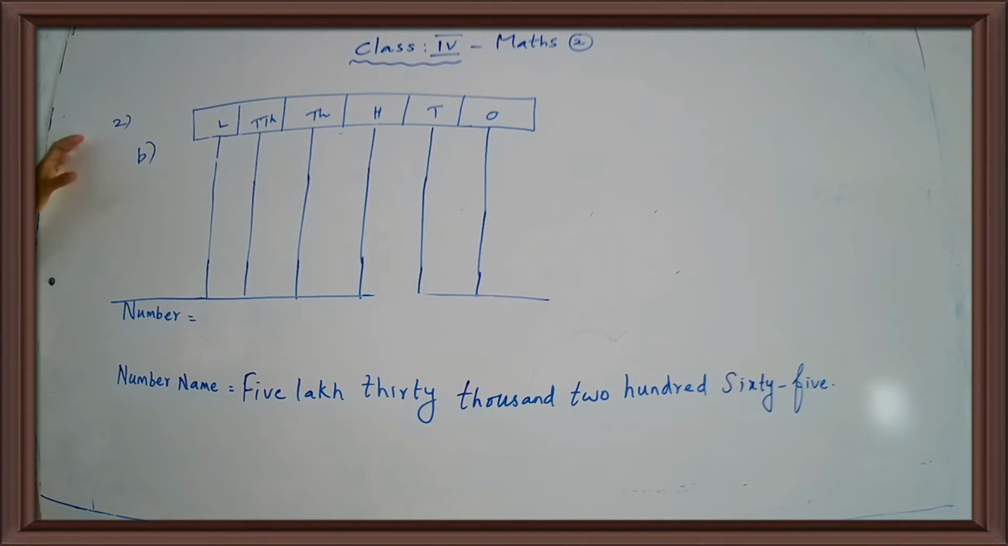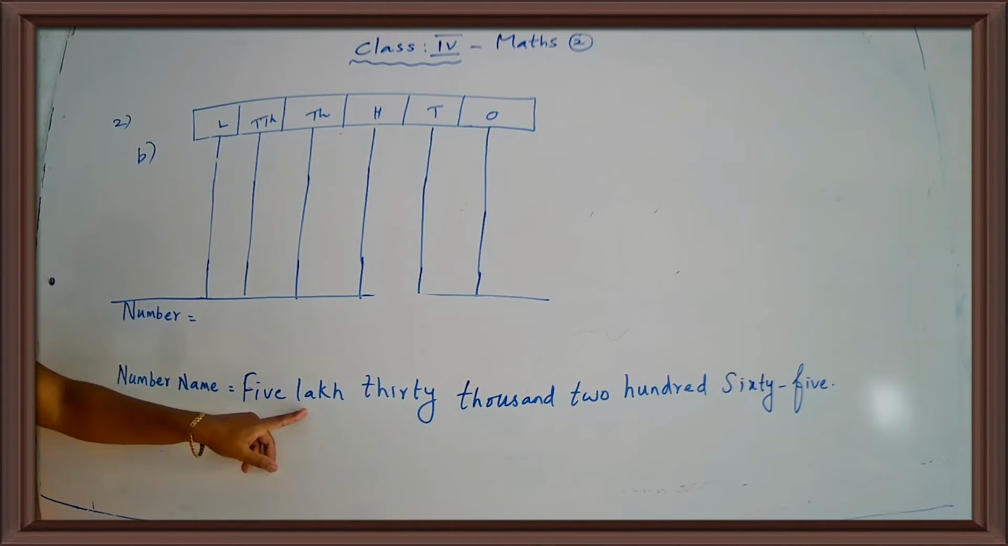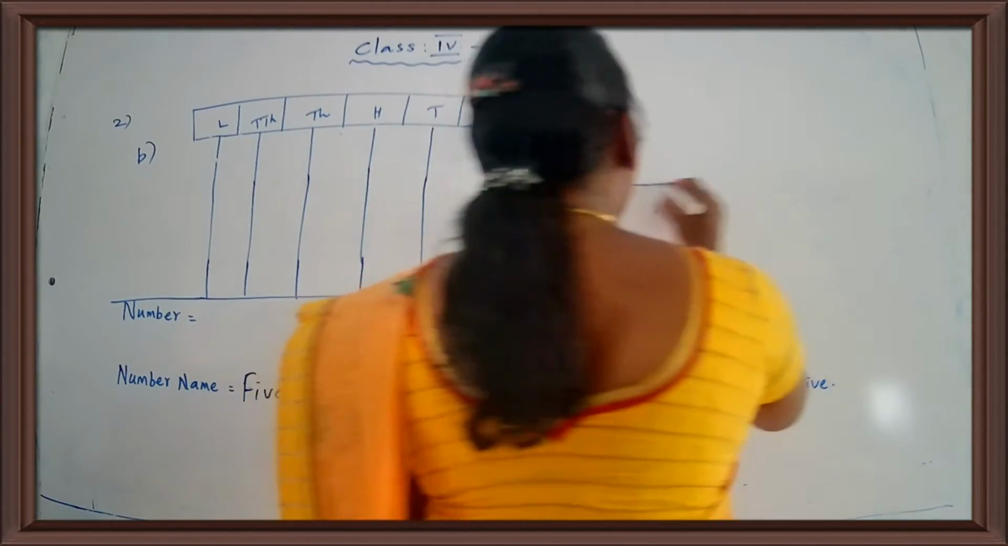Okay, all of you listen. In the second question, B part, see in your book. Abacus table is given. Number is not given, but your number name is given. So your number name is 5 lakh 30,265. So first of all, you write in numerals. Here your question is given in words. So now you write in numerals, that means numbers. Okay, 5 lakh. So you put the place value chart.